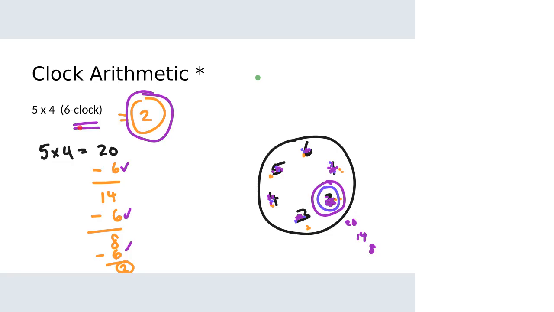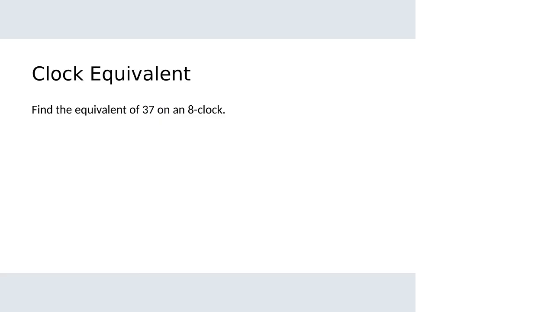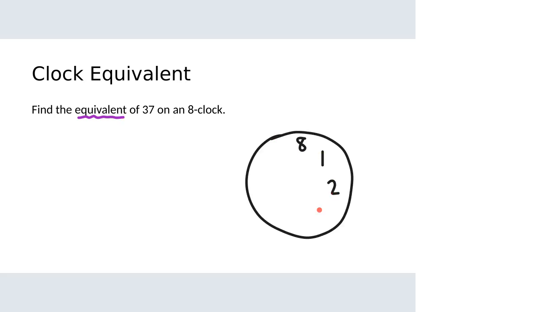Here's a question very similar to what we just did. Find the equivalent of 37 on an 8 clock. So what we're doing now is we're not going to add, subtract, or multiply. We're just going to say what would be in the same place as 37 if we were on an 8 clock. Certainly, you can do this by drawing an 8 clock and counting around to 37 and see where you're at. That's perfectly fine.